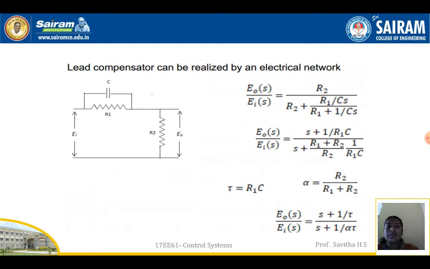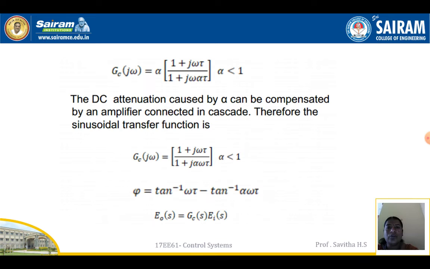Therefore, E naught of S divided by Ei of S is R2 divided by R2 plus (R1 times 1 by CS) divided by (R1 plus 1 by CS). Simplifying the equation, we get E naught of S by Ei of S as (S plus 1 divided by R1 C) divided by (S plus (R1 plus R2) by R2 into 1 by R1 C). So we denote tau as R1 into C and alpha as R2 divided by R1 plus R2. So E naught of S by Ei of S is (S plus 1 by tau) divided by (S plus 1 divided by alpha tau).